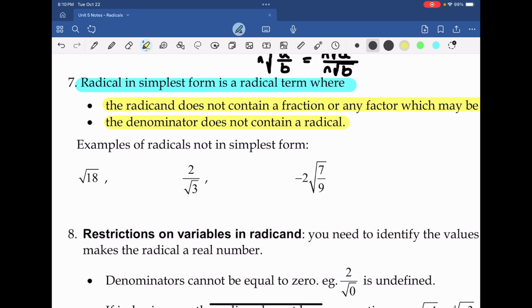2 over root 3, and 2 square root 7 over 9. The issues with all of these are, first and foremost, I can simplify the first by taking a number out from 18 and then perfect squaring it. This one has a radical in the denominator, which we don't like. And in the third case, we have a fraction in the radical, and we don't want fractions there. So we'll see very shortly how to deal with all three of these, but just know all three of these are examples of things that would not be in the simplest form that we're looking for.